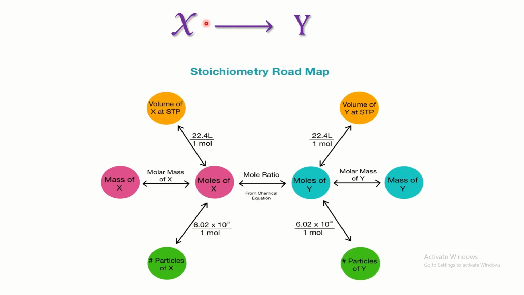Look, here in this reaction X is the reactant, Y is the product. That means you can calculate the mole number of Y from X and also X from Y. And if you can calculate the mole numbers of X and Y, then from there you can calculate the volume of X, volume of Y, mass of X, mass of Y, and also the particles, or molecule number, or atom number of X and also of Y.